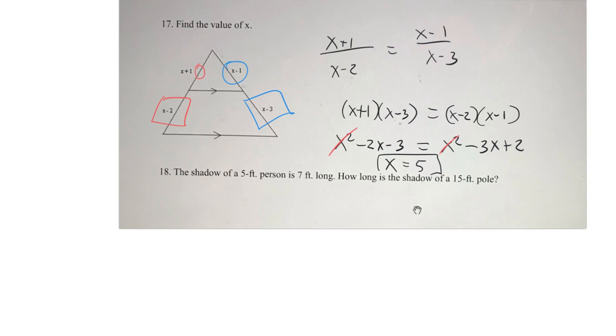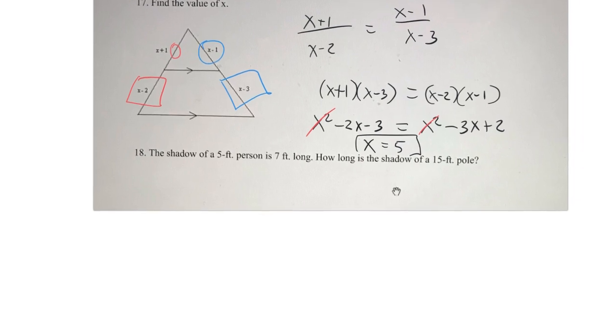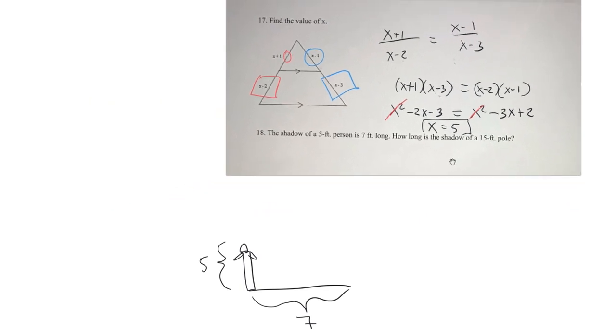Number 18, the shadow of a 5-foot person is 7 feet long. How long is the shadow of a 15-foot pole? Okay, so here's a person, 5 feet tall. And we know that the shadow, therefore, is 7. So that means that the sun is like here, casting a shadow.